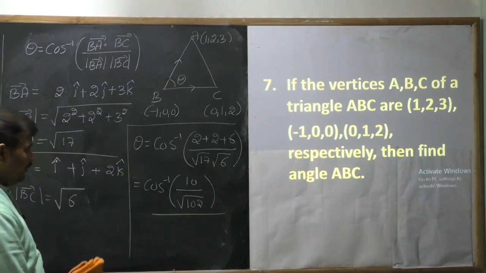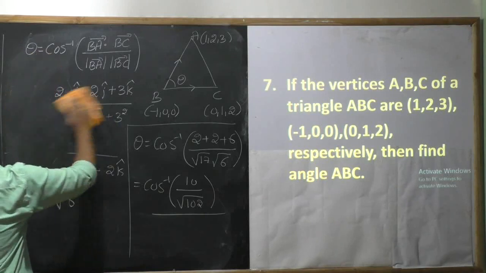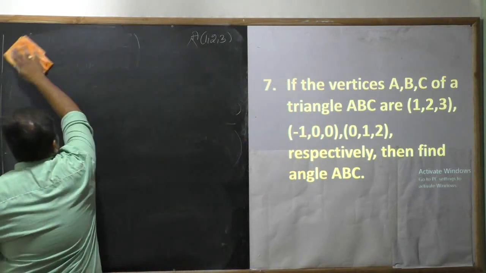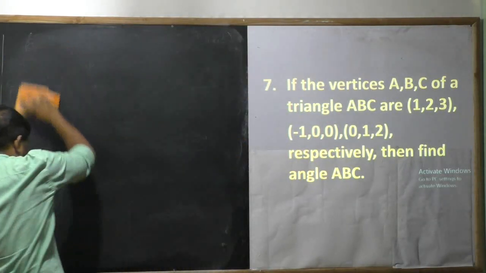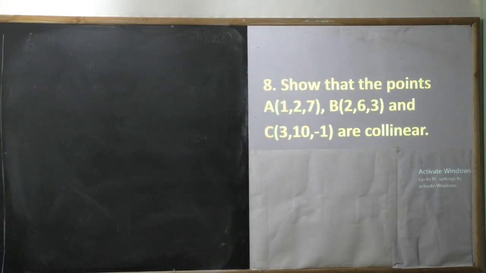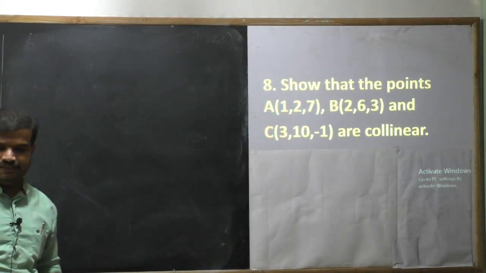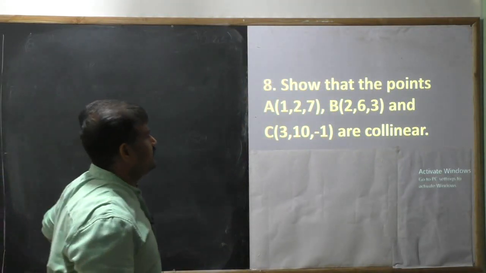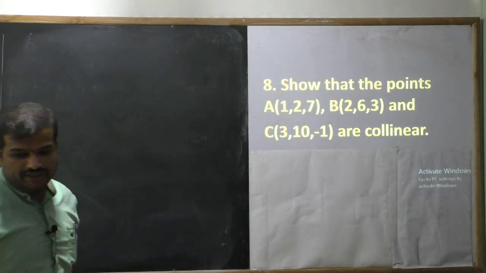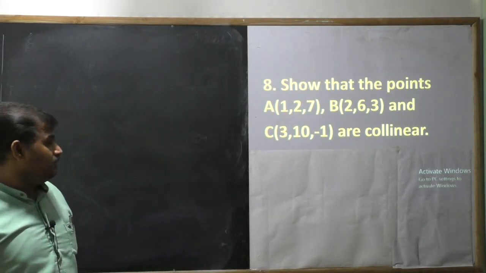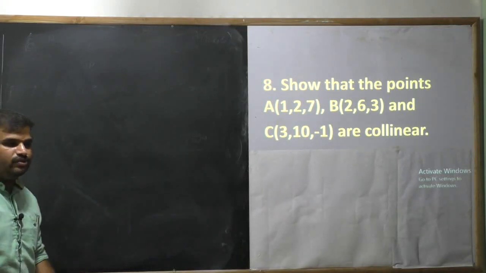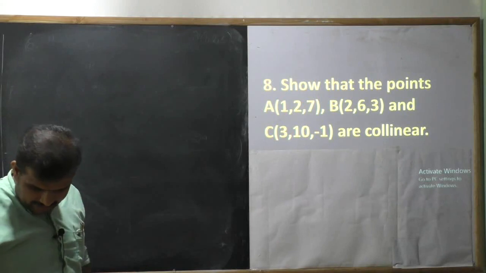Okay, next is, show that the points, 3 points are given. A with coordinates 1 comma 2 comma 3, B with the coordinates 2 comma 6 comma 3, and C with the coordinates 3 10 minus 1 are collinear. 3 points are given. We have to show that these 3 points are collinear.